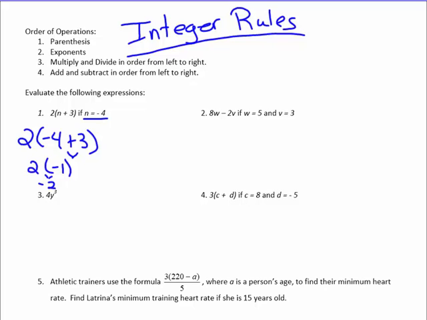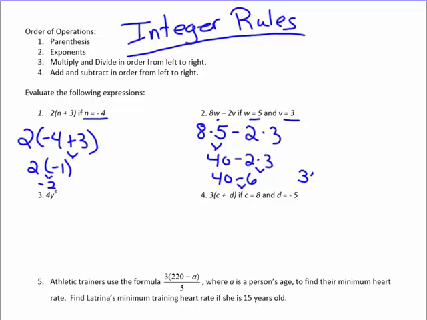Very similar to what we did before. Here I have two variables, W and V, so I'm going to substitute in what they equal. This means 8 times 5 minus 2 times 3. Notice I use the dot, no x. Now we have to do our multiplication first. 8 times 5 is 40. Copy everything else down. Now I have to do 2 times 3, which is 6. 40 minus 6, I'm going to write it over here because I ran out of room, is 34.